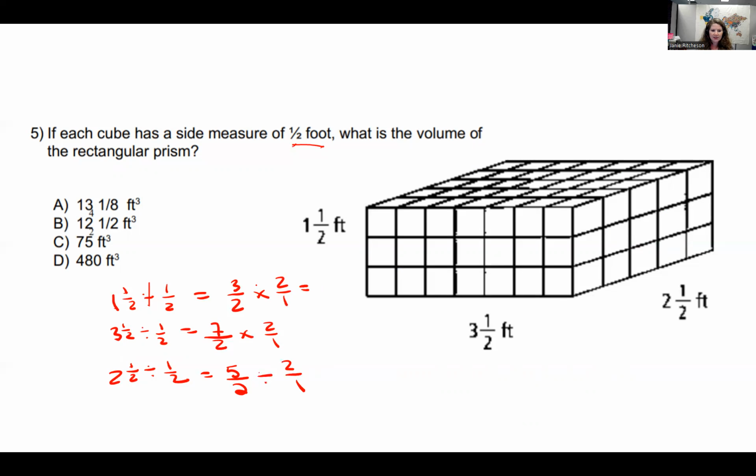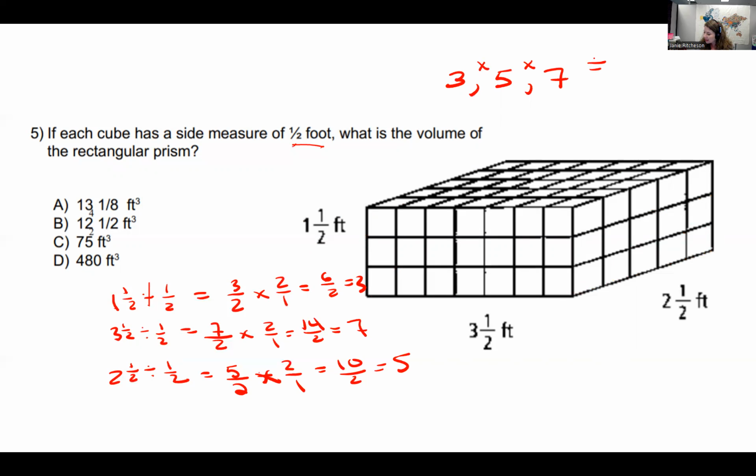So what do we have here? We have 6/2. So 6/2 is 3. The second one, we have 14/2. 14/2 is 7. And the last one is 10/2. 10/2 is 5. All right, so now we're going to use these numbers. We're going to use 3, 5, and 7. So really this side is going to be made up of 3 1/2 foot cubes. This is 7 1/2 foot cubes, and this is 5 1/2 foot cubes. So now we're going to multiply these 3 numbers together.